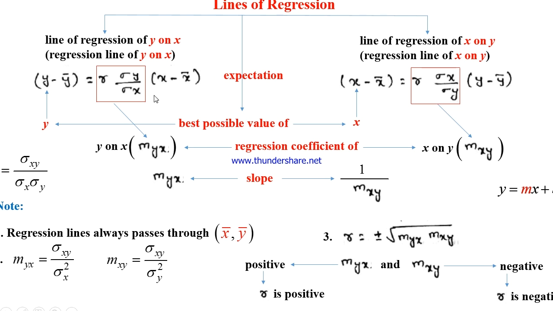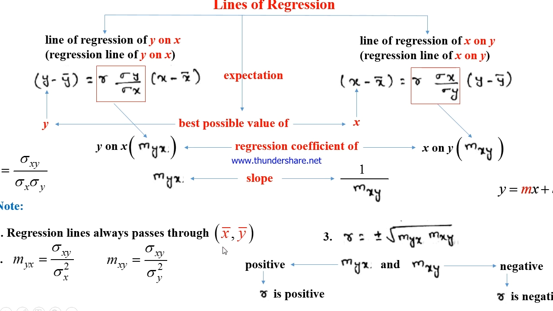This is the line used to find the best estimation of y for each specified value of x. This is the equation used to find the best estimation of x for each specified value of y. This is called the regression coefficient of x on y. This is called the regression coefficient of y on x. And this expression itself, that is the regression coefficient itself, becomes the slope of this first equation. Reciprocal of the regression coefficient becomes the slope of the second equation.